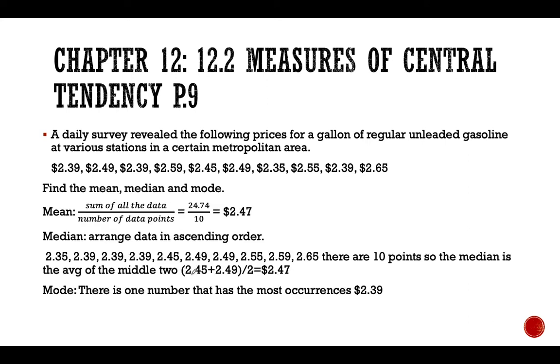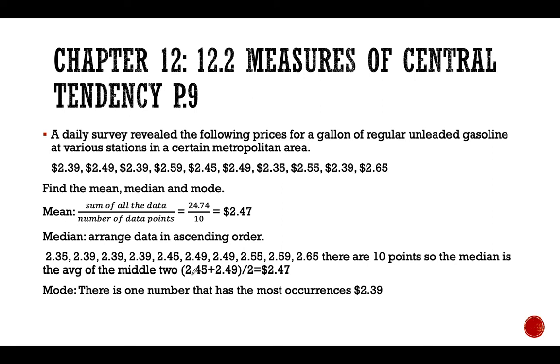For the mean, you sum all of these data points and put them over the number of data points. So the sum of all the data is 24.74, and there are 10 data points, so you put it over 10. So the mean is $2.47.